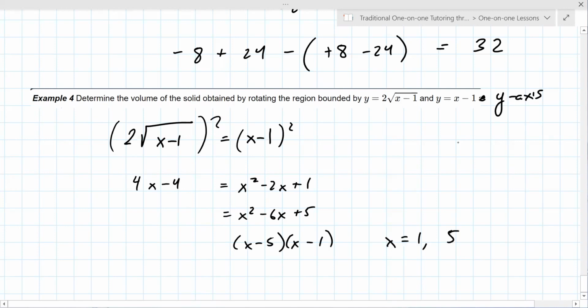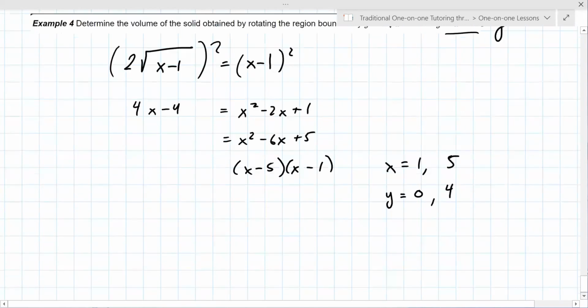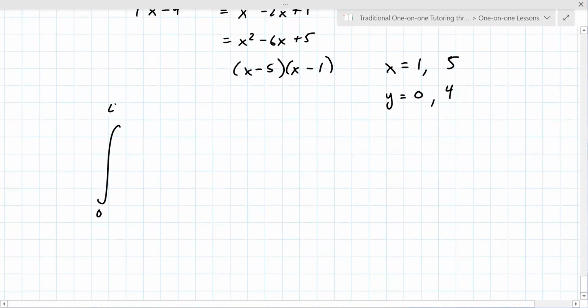And then you throw it back in, like into this one here. When x is 1, y is 0. And when x is 5, 5 minus 1 is 4. I'm sorry, you need the y values to go around the y-axis. So it's going to be an integral from 0 to 4. And then the part I think is hardest is which is right and which is left.